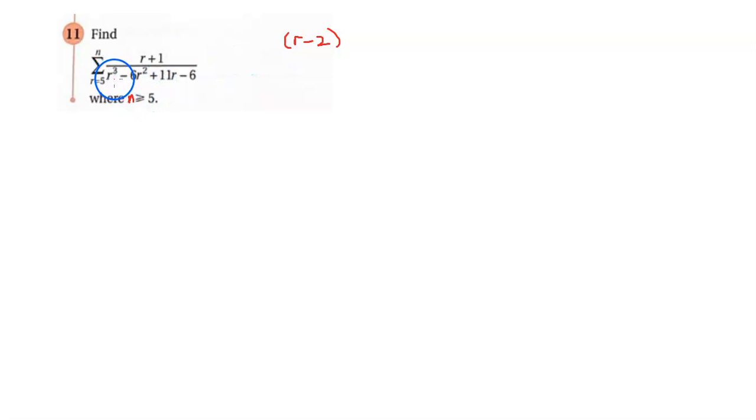And what's another good number to use? I mean, 3 is another one, because if you put 3 in there, you get 3 cubed is 27, minus 6 times 9, so minus 54, plus 33, minus 6, which you can check is 0. Alright, so r minus 3 is another factor of this thing. And what else? At this point, I'm too lazy to find the last one, so I'm just going to use polynomial division.